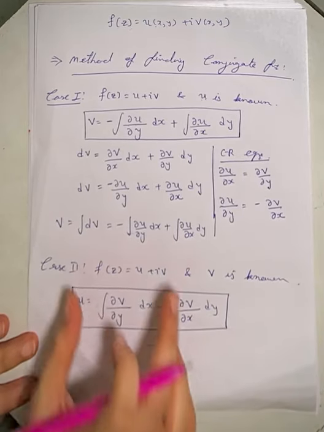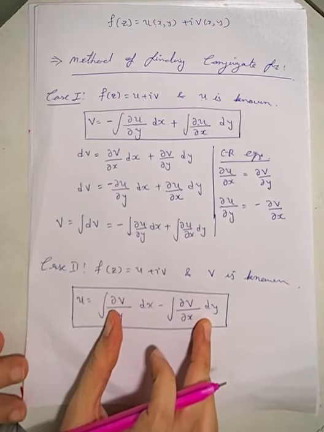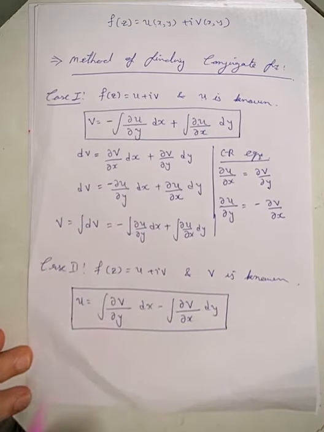So by just using these two equations, we can find v or u. Okay, so this is the first quick method.